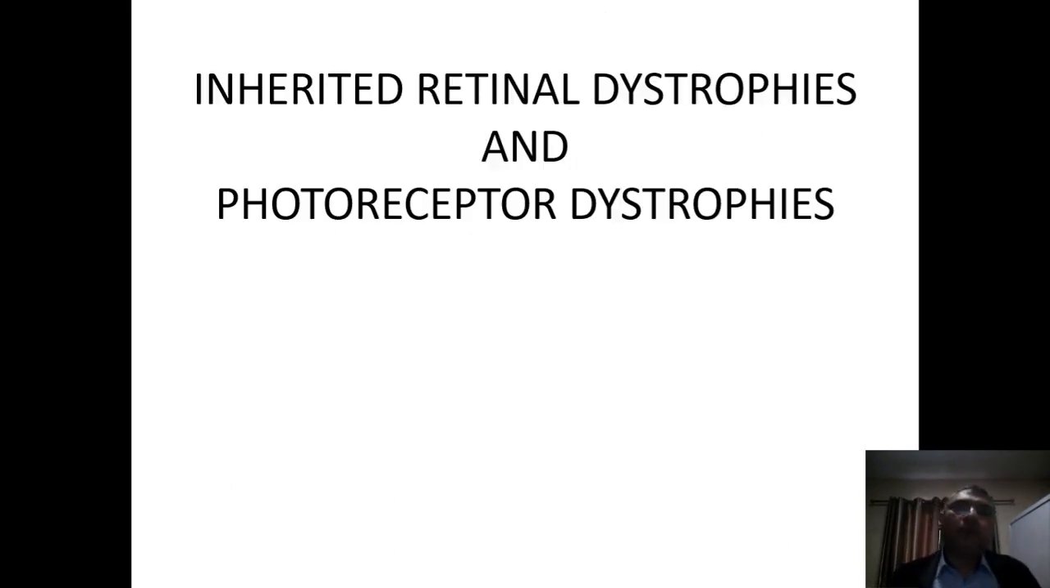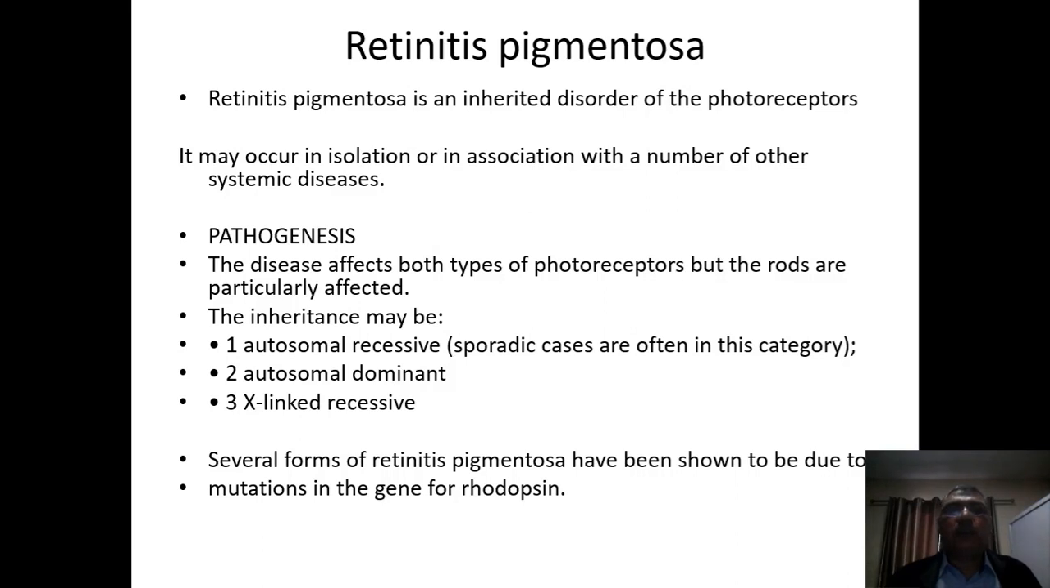The next group of diseases are the inherited retinal dystrophies and photoreceptor dystrophies. The first one is retinitis pigmentosa, which is an inherited disorder of the photoreceptors. It may occur solitary or may be associated with a number of systemic diseases.